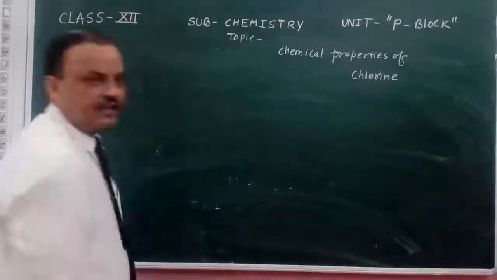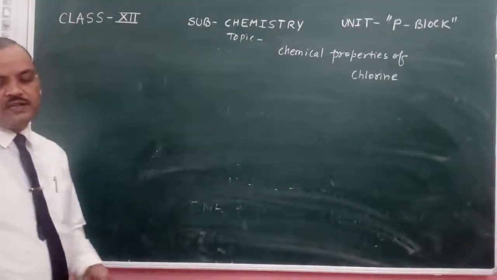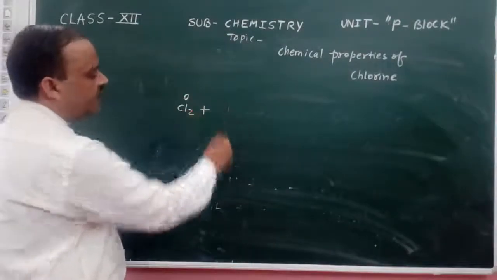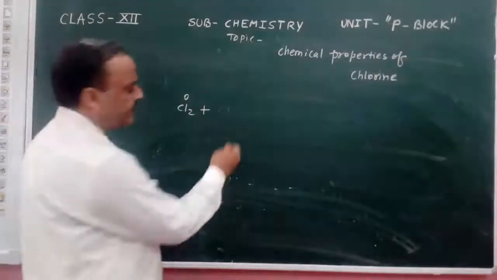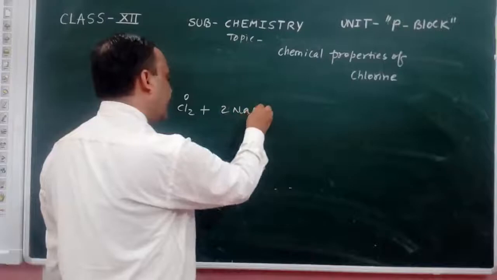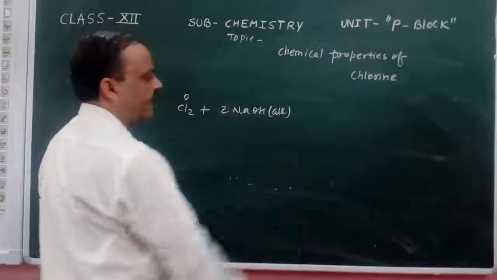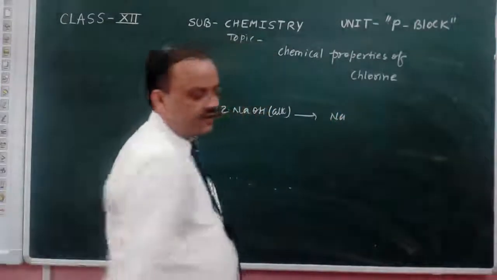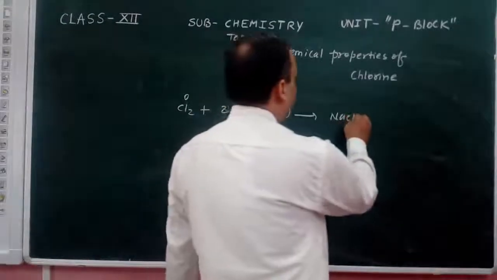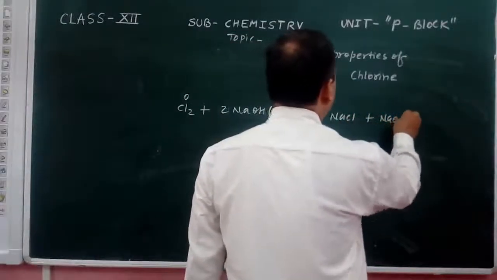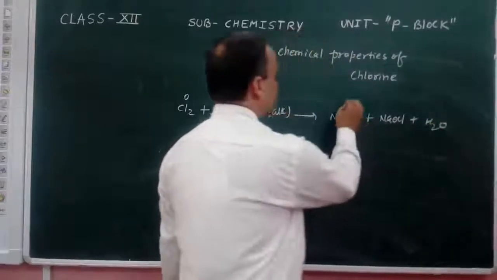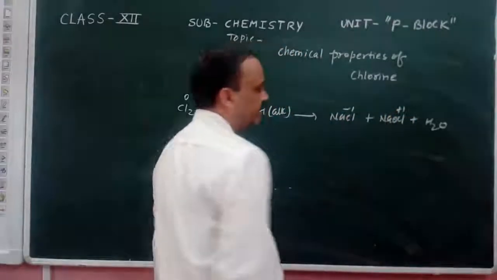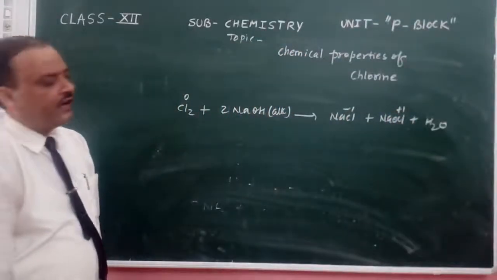In some reactions. So what kind of reactions are these? Cl2 with zero oxidation state plus 2NaOH alkali, and we get the products NaCl plus NaOCl plus H2O. So we have chlorine at -1 in this and +1 in this. So this is the reaction with cold and hot alkalis.